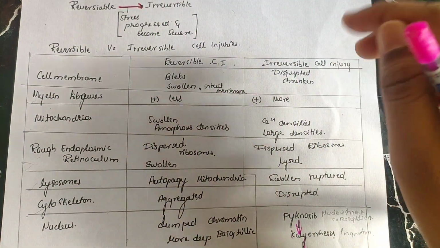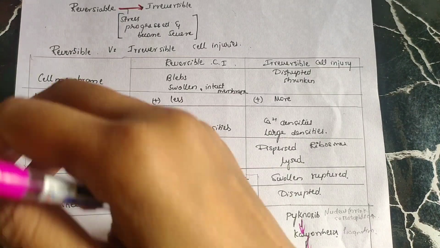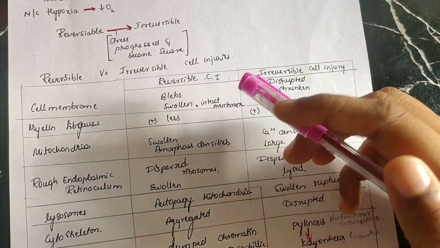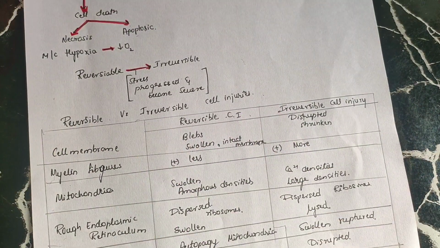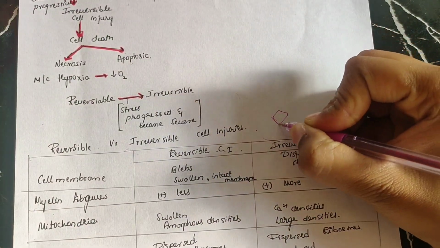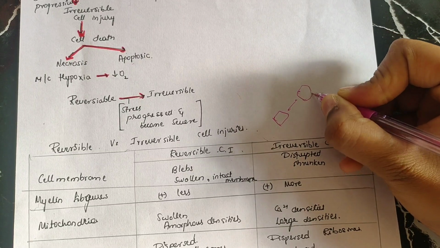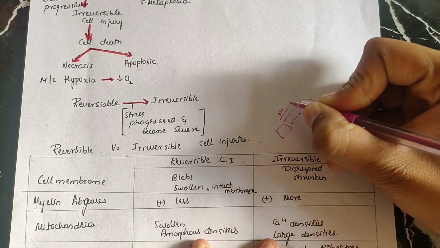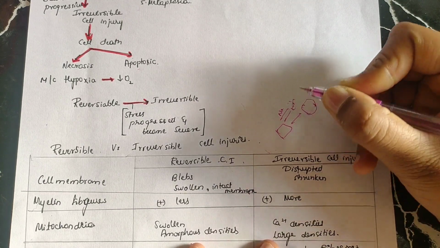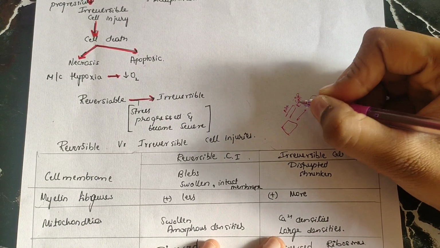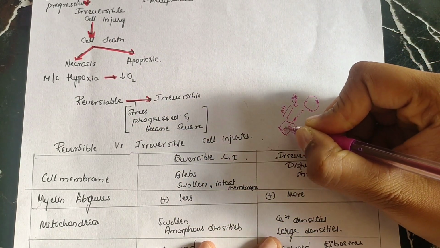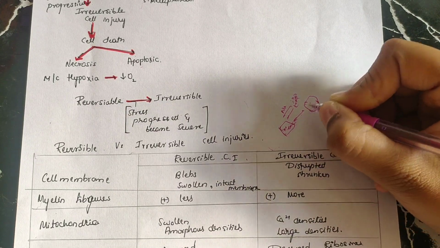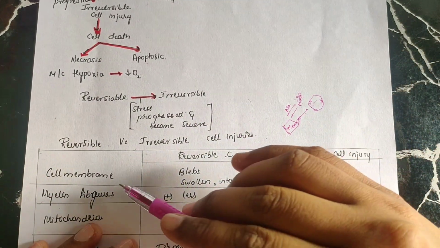As you can see in this image, the cell membrane becomes swollen but intact. Why does the membrane become swollen? The cell will initially be like this, and then becomes swollen like this, because the sodium potassium ATPase channel is there, and after cell injury these channels become inactive. Lots of sodium comes in and accumulates inside the cell. Secondary to the sodium accumulation, water also enters and the cell becomes swollen. This is the reason why the cell becomes swollen.